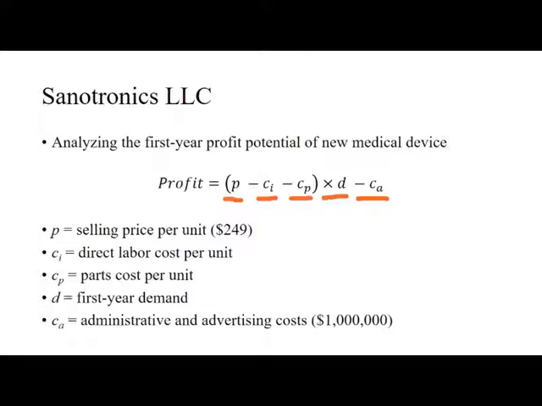The selling price per unit is known with certainty to be $249, and the administrative and advertising costs are known with certainty to be $1 million. However, the other three parameters, direct labor cost per unit, parts cost per unit, and first-year demand, are not known with certainty.